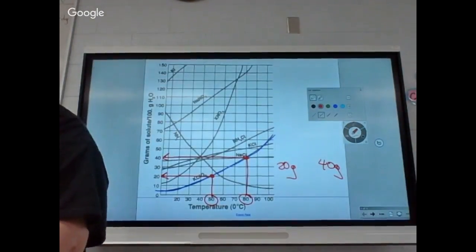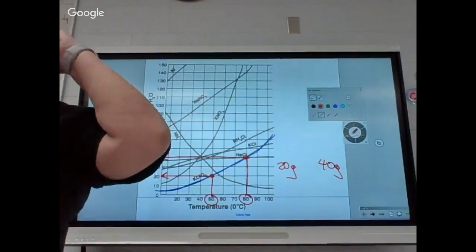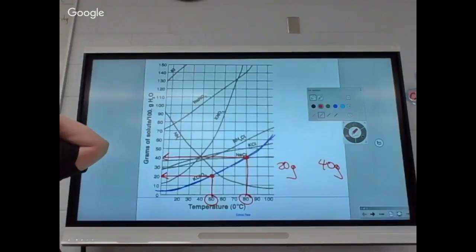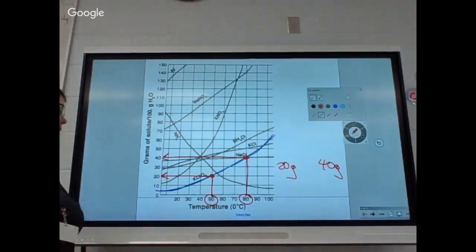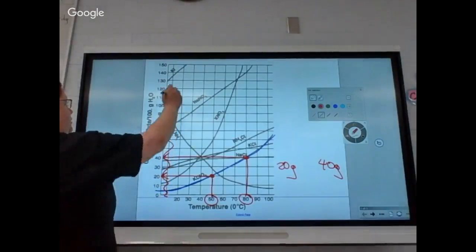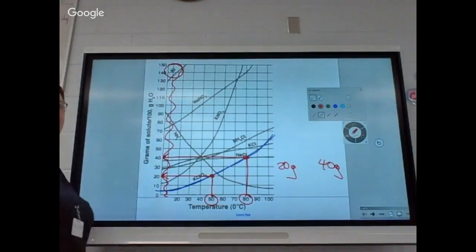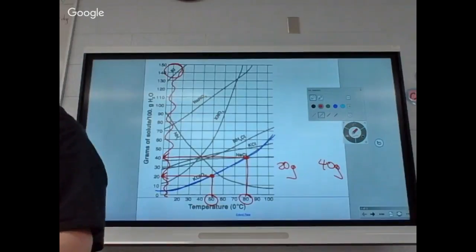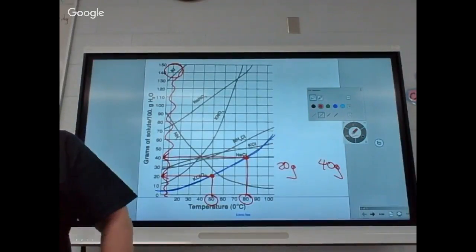All right. Which compound shows a decrease in solubility? NH3. Why is it NH3? It's going down. All right. Who's the most soluble at 10? Why'd you pick KI? It's all the way up. If you look at your 10 degrees, who's the highest on the line at 10? All right. Number 9. Which salt is least soluble at 50? Yep. And which salt is least soluble at 90?